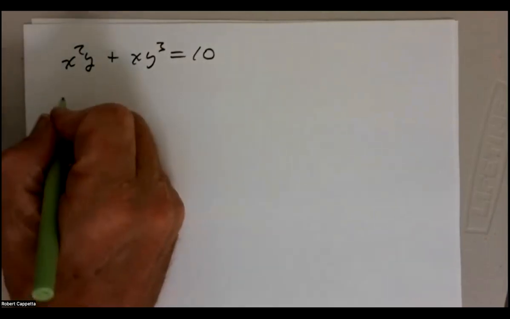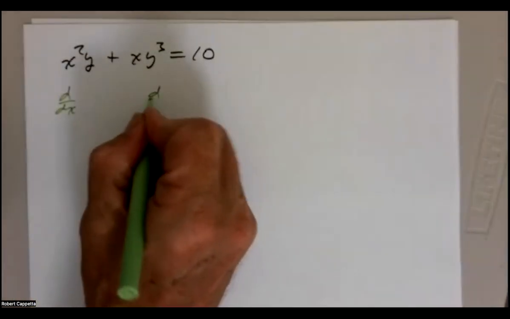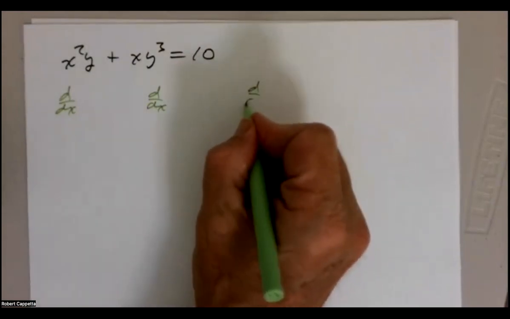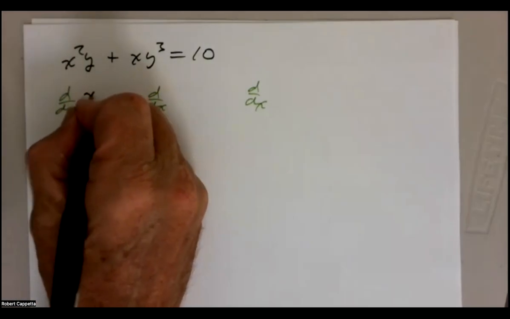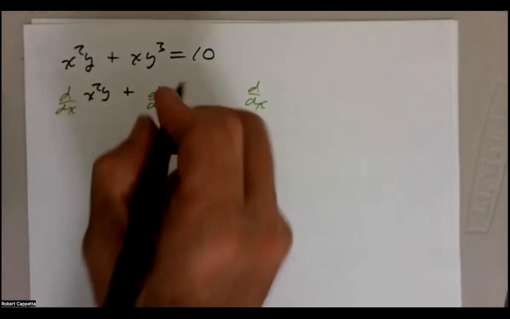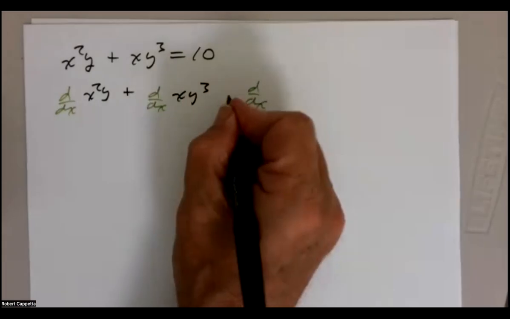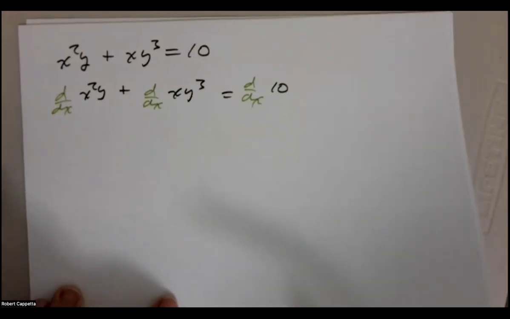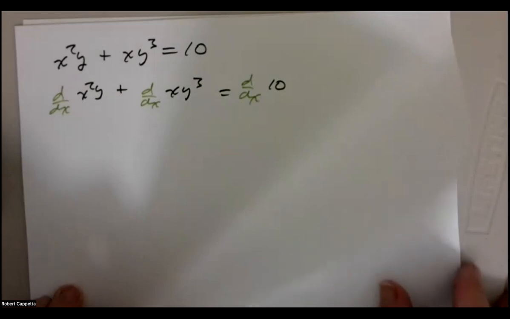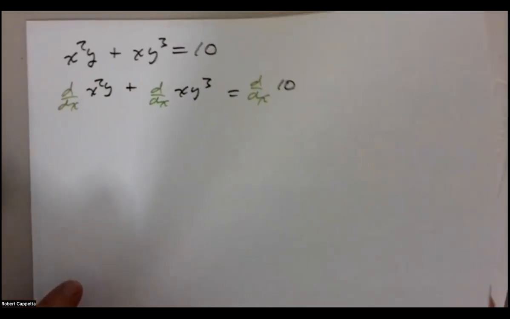So take the derivative with respect to x of the first piece, the derivative with respect to x of the second piece, equals the derivative with respect to x of the third piece. The derivative with respect to x of x squared y plus the derivative with respect to x of xy cubed equals the derivative with respect to x of 10. Then what do we have to do? We've got to do a whole bunch of product rule stuff. So let me get a different sheet of paper and let's do that.